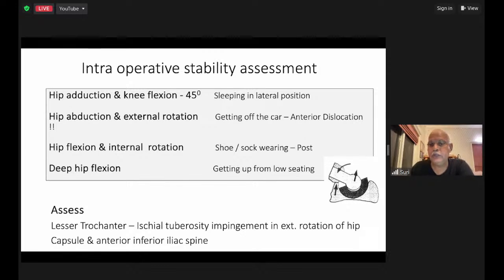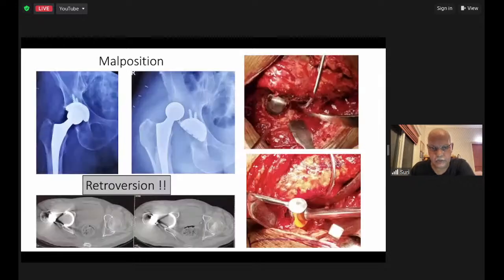Flexion, internal rotation. Again, when you crouch down, you should not have any impingement on the anterior inferior side. It could also be a soft tissue impingement here. Deep hip flexion, getting up from low seating. Again, we have to be careful that we don't have an anterior soft or hard impingement. Assess the lesser trochanter to ischial tuberosity impingement in external rotation, or the capsule to the anterior inferior iliac spine. So this is just for the technical tips or the points that we need to address when we do this.